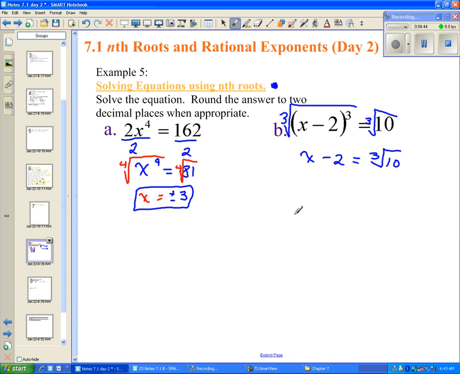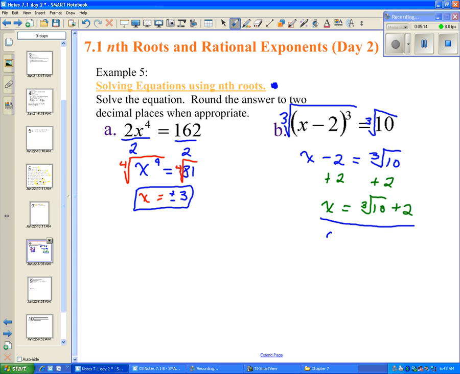At this point, I'm going to get x by itself by adding 2 to both sides. So I get x is equal to the cube root of 10 plus 2. I could write that as 2 plus the cube root of 10. Either way, I'm going to come up with the same answer. That is my exact answer. If I want an exact answer, that's it, the cube root of 10 plus 2.